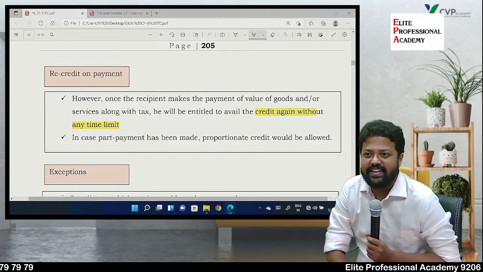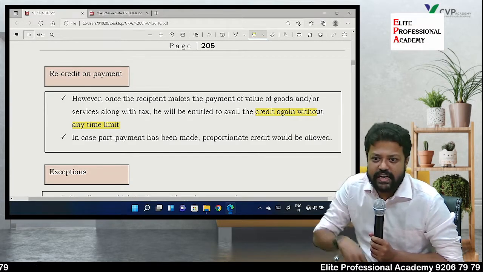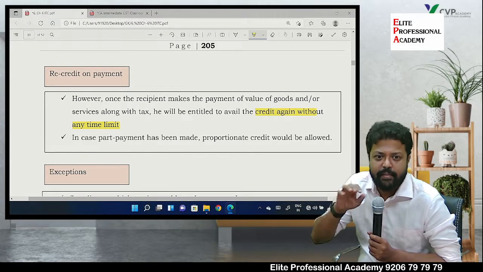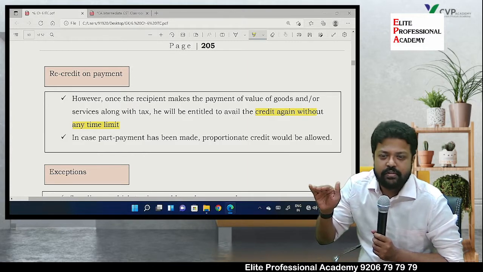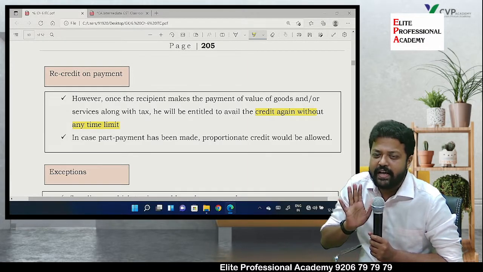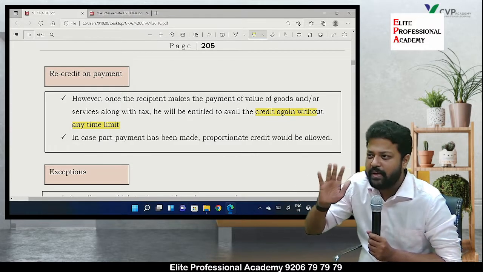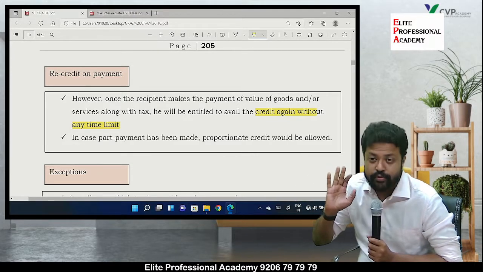Without any time limit. So that restriction on availment in terms of time limit is gone here. So they say avail it anytime. You make payment after 3 years, you make payment after 5 years. Whenever you make the payment, you re-avail the credit. Have you understood the provision?